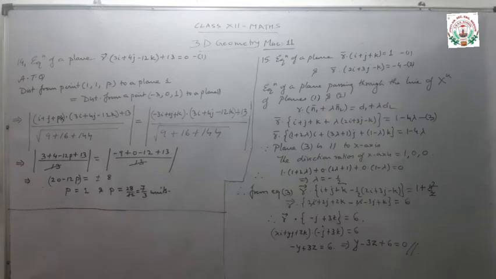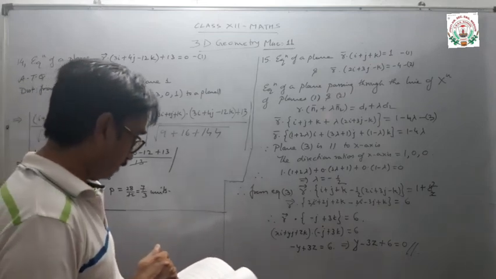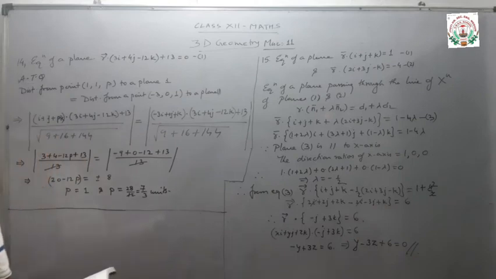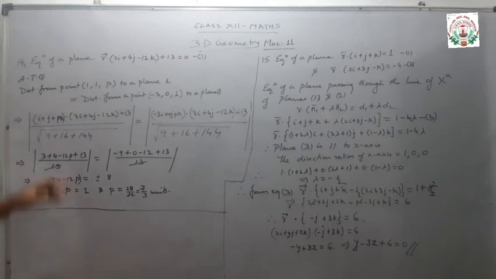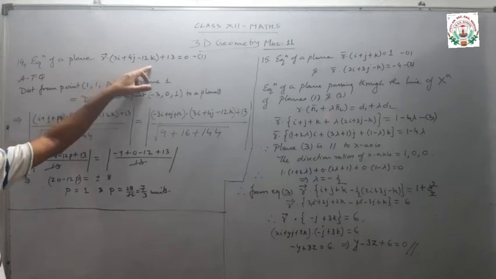Now let's start question number 14. If the points (1, 1, p) and (-3, 0, 1) are equidistant from the plane r vector dot (3i + 4j - 12k) + 13 = 0, then find the value of p. The equation of the plane is given to us, r vector dot (3i + 4j - 12k) + 13 = 0.